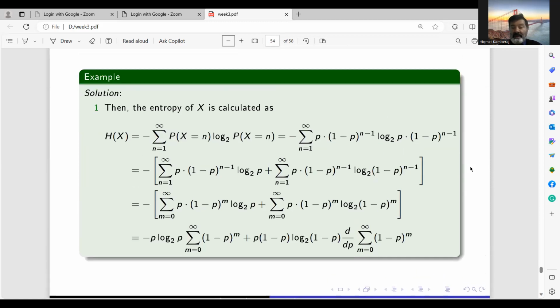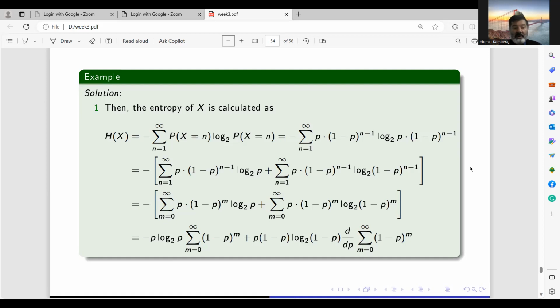Now, the entropy of x can be calculated as the following, equal to minus sum of n from 1 to infinite, p of x equal to n, log with base 2 of p of x equal to n. Then you replace the probability as p times 1 minus p to the power n minus 1, then you have log with base 2 of p times 1 minus p to the power n minus 1, and sum from 1 to infinite. Now we can write the log with base 2 of a product as a sum of 2 logs, then we can write the whole sum as 2 sums.